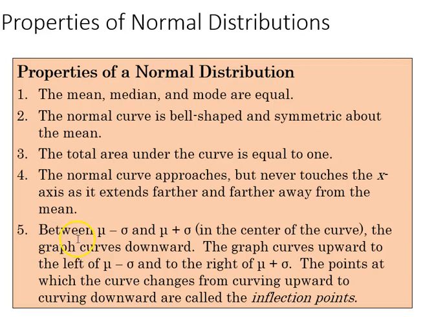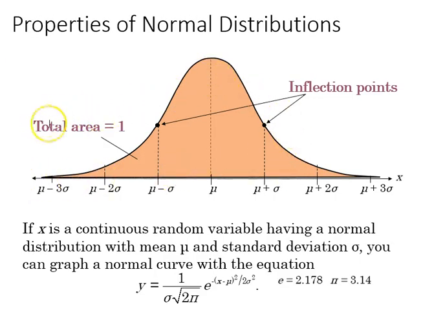And 5, between mu minus sigma and mu plus sigma in the center of the curve, the graph curves downward, so the graph curves upward to the left of mu minus sigma and to the right of mu plus sigma. And the points at which the curve changes from curving upward to curving downward are called inflection points. So as we see, total area of 1, as we mentioned, and of course the inflection points represented by the standard deviation from the mean, mu, and x.